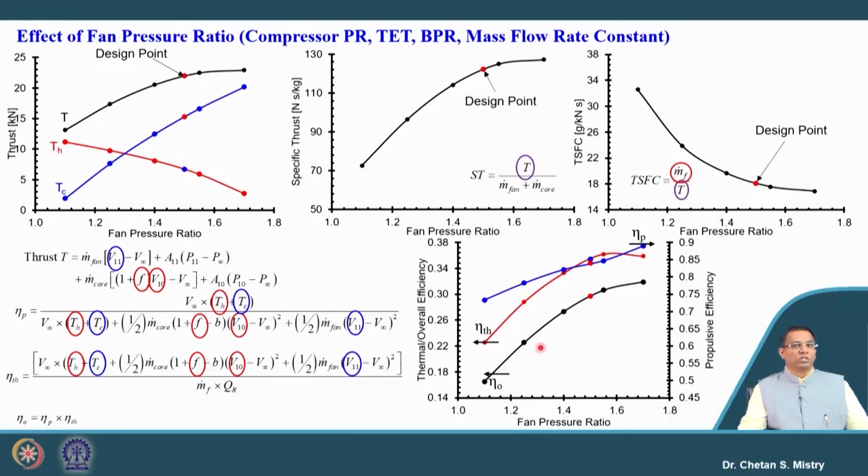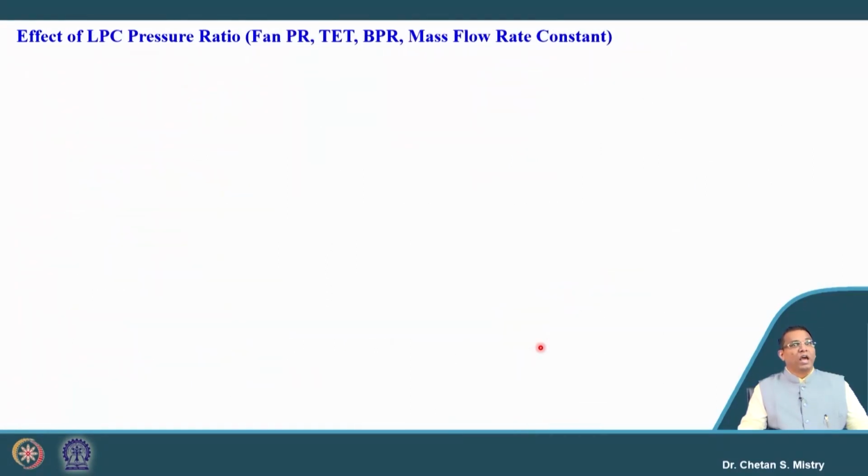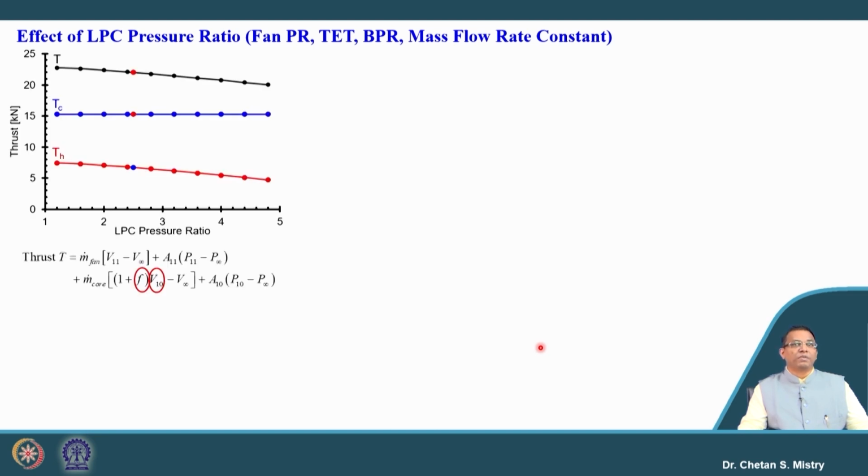Okay. Now, this is what represents the effect of fan pressure ratio. Let us consider our next component, the LP compressor. So, let us discuss the effect of LP compressor pressure ratio. We know our LP compressor and fan will be rotated by our LP turbine.